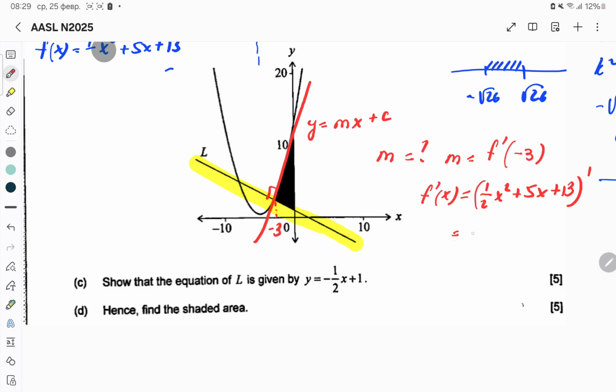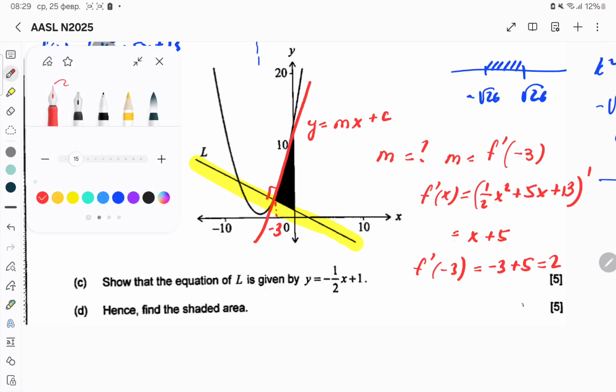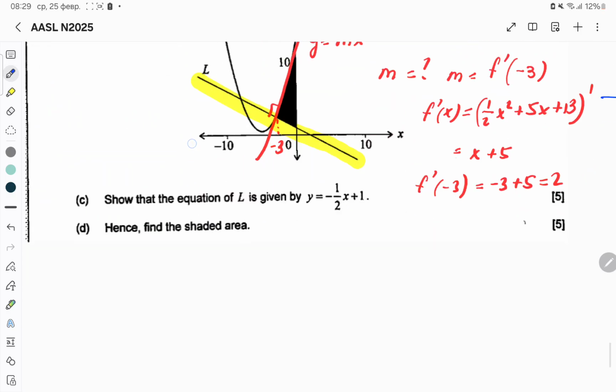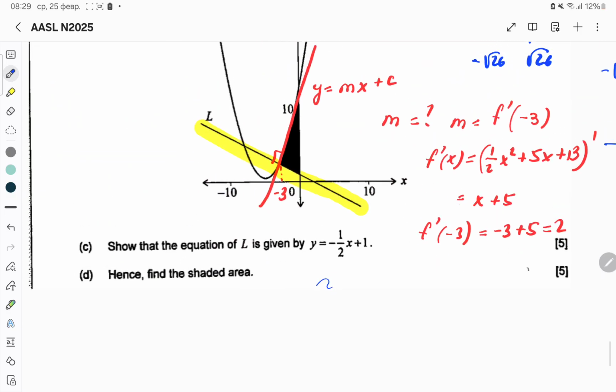Derivative is equal to x plus 5, and now let's plug in -3, so we'll get -3 plus 5, which is 2. Okay, and now we know that this yellow and red line connects with the formula of gradients.